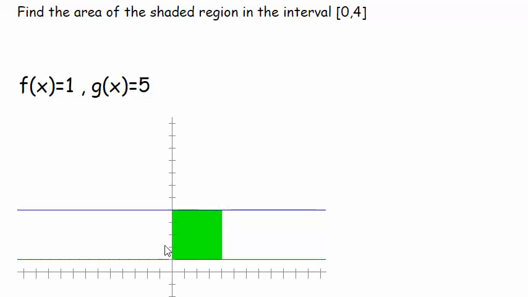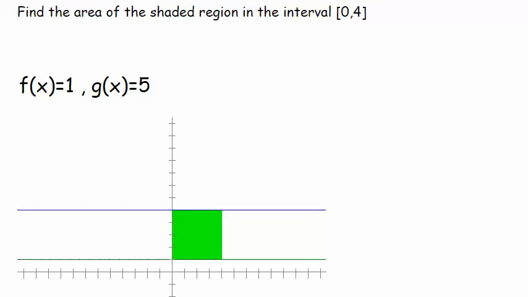Now of course we don't need to use calculus to figure out what the area of this is, right? We can just do this geometrically. 1, 2, 3, 4, and 1, 2, 3, 4, and length times width is 4 times 4, which is 16. So our answer should be 16. However, we're going to use calculus to go ahead and set this up and start on something easy. So our answer should be 16, right?